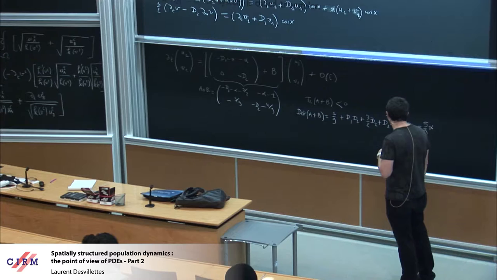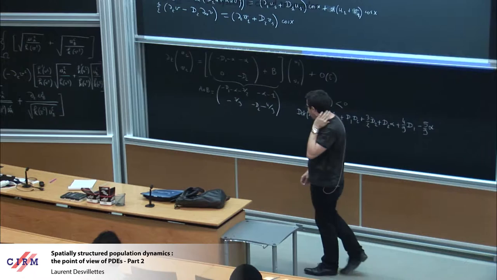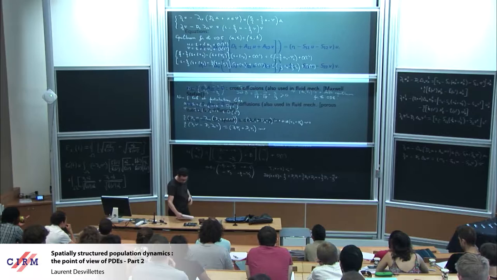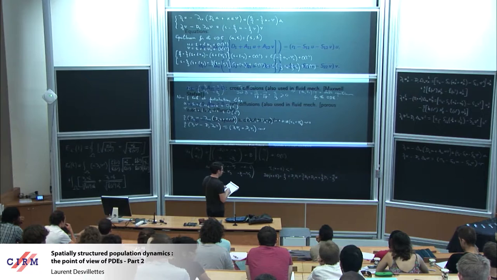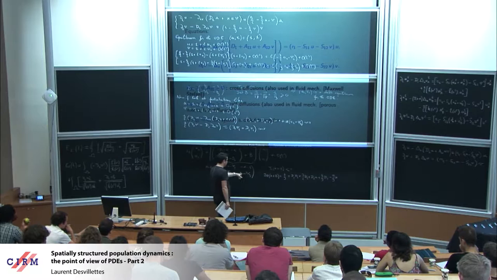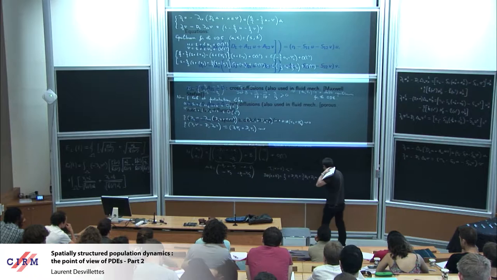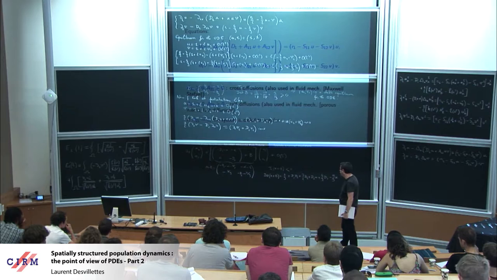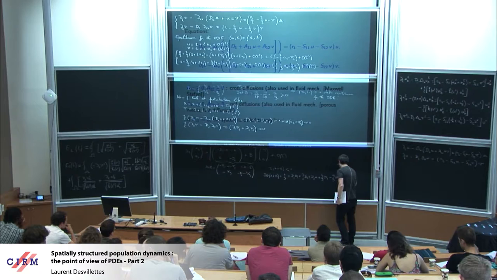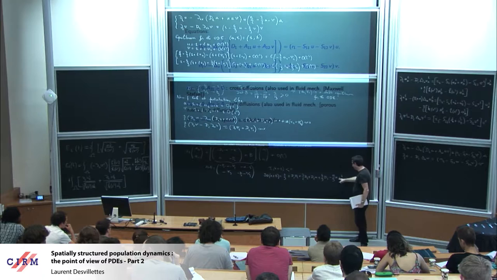Sorry, I forgot one. No, I think it's okay. Sorry, you mean this one? It's because I think I said it. Plus D2 times alpha. Yeah, you're right. So it's a plus, okay? Yeah. So everything is made in such a way that here you still get something which is negative. So that's the point.